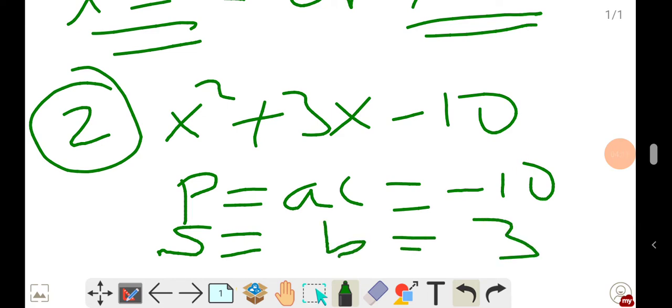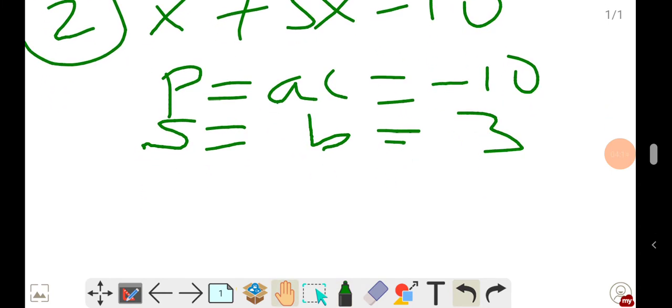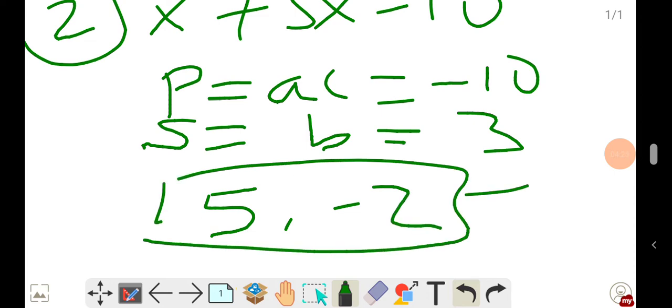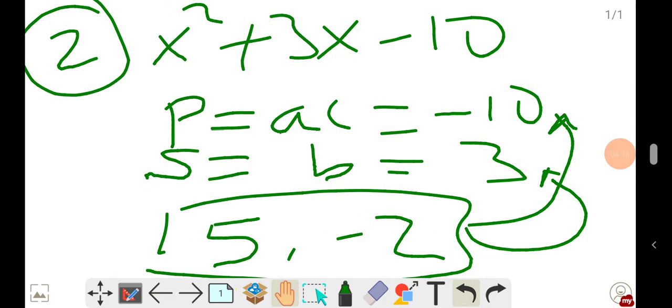So let us think of two numbers. When we multiply, they need to give us negative 10, and when you add them, 3. These numbers are, obviously, 5 and negative 2. If you take these two numbers and multiply them, they will give you negative 10, and when you add them, they will give you the number 3. These two numbers will be substituted in place of the middle term now. The middle term, as you see here, is positive 3x. In place of 3x, we will substitute 5x and negative 2x.